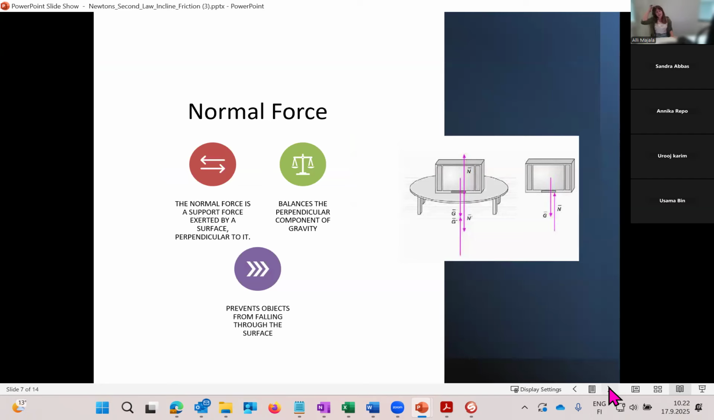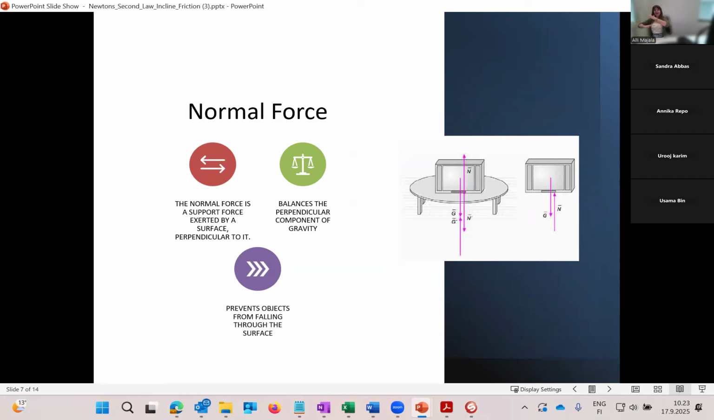So then there's the normal force that I told you about. It's the support force exerted by a surface, and it's marked as a perpendicular arrow to the surface. So the gravity goes downward and the normal force upward. It balances the perpendicular component of gravity. Now it's easy here when we are on a horizontal surface, yes? So the gravity goes downwards.